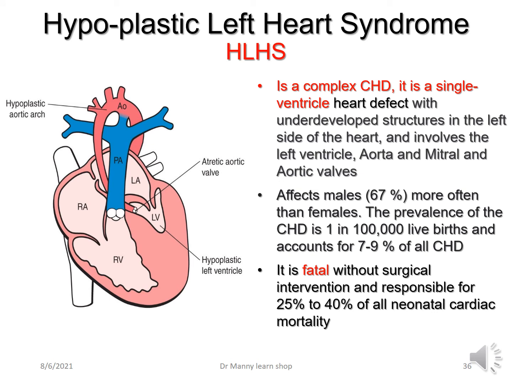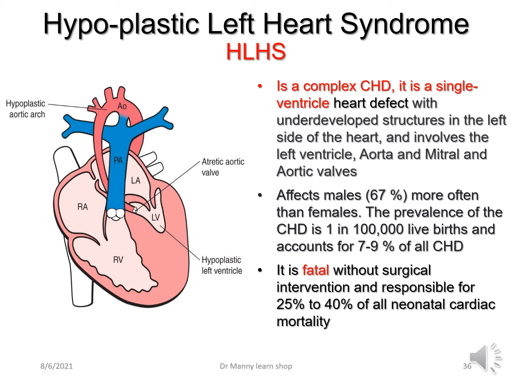Hypoplastic left heart syndrome is another complex congenital heart defect, and in this condition there's single ventricle physiology. So this is a heart defect with underdeveloped structures in the left side of the heart, and it involves the left ventricle, aorta, mitral valve and aortic valves. You also have another variation, which is right heart syndrome, which is hypoplastic, but we're not going to be discussing that.